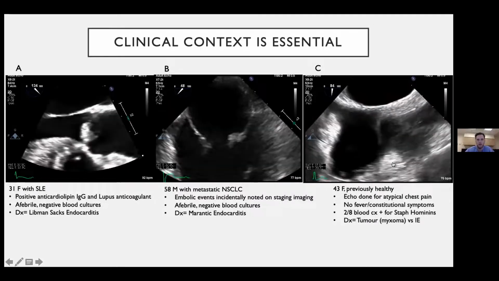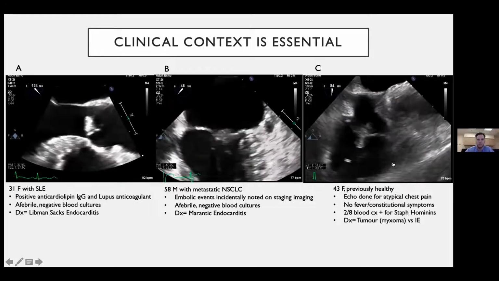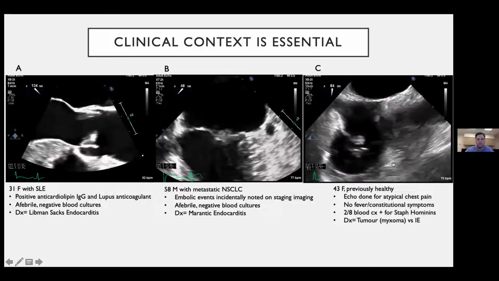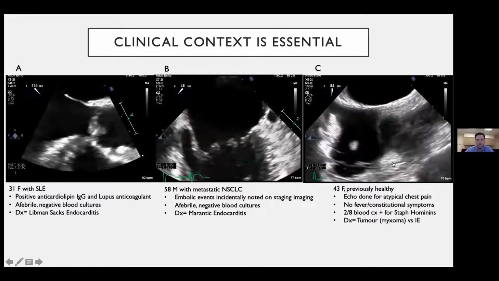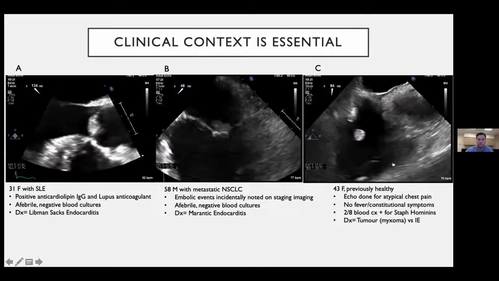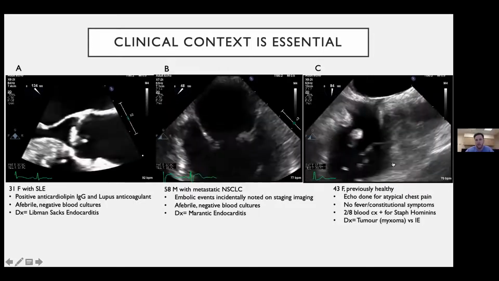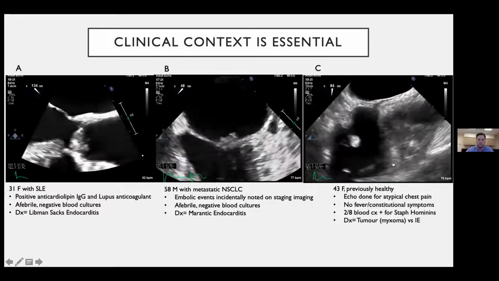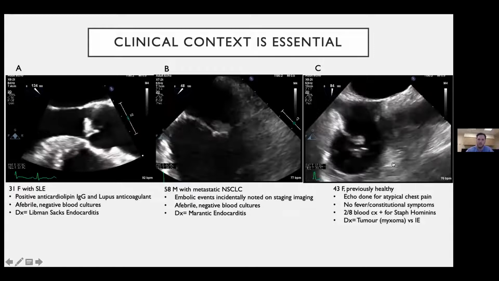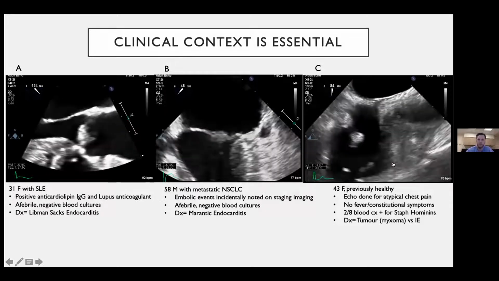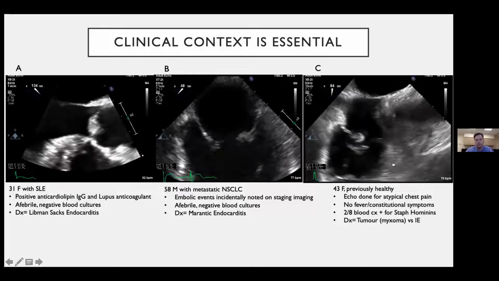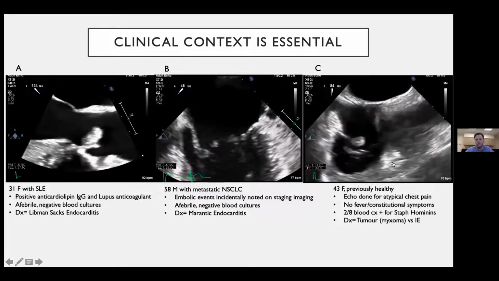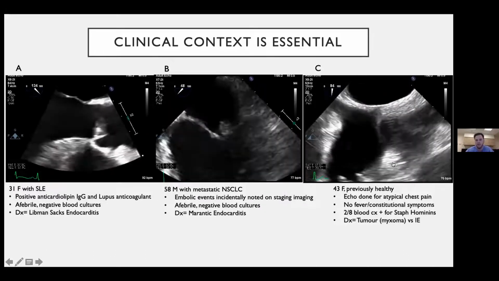Panel B here is a TEE image of the mitral valve of a 58-year-old man with metastatic lung cancer. Embolic events were initially discovered on staging scans that were just done for his cancer staging. So that led to echo and eventually to TEE. The TEE here showed some broad-based irregular echo densities on both the anterior and the posterior mitral valve leaflets. And so clinical suspicion of infection was quite low, and the patient was diagnosed with marantic endocarditis, and he was treated with anticoagulation.